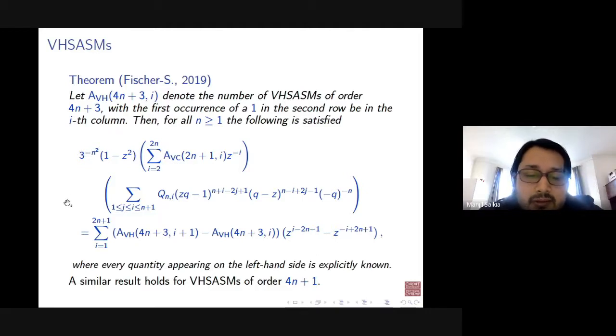So a similar result also holds for order 4n plus 1. So why this difference between 4n plus 3 and 4n plus 1? Because of the difference between the statistical physics model of the vertically symmetric alternating sign matrices for orders 4n plus 3 and 4n plus 1. So if there is time, I'll show you. But maybe an explanation would be that since our proofs are not combinatorial, we have a bijection between these objects to some other object, and that bijection is slightly different between order 4n plus 3 and 4n plus 1, so there is a minor difference.